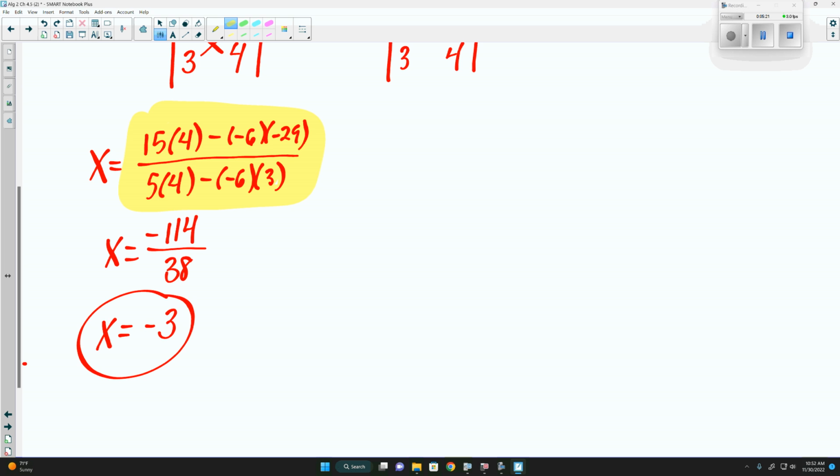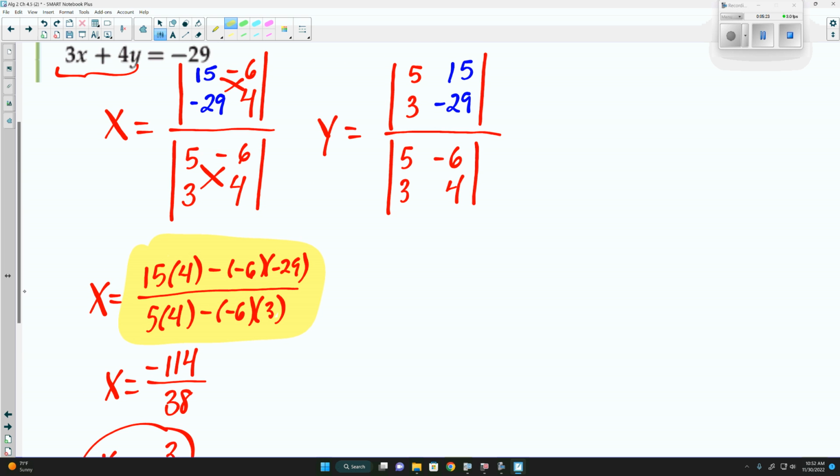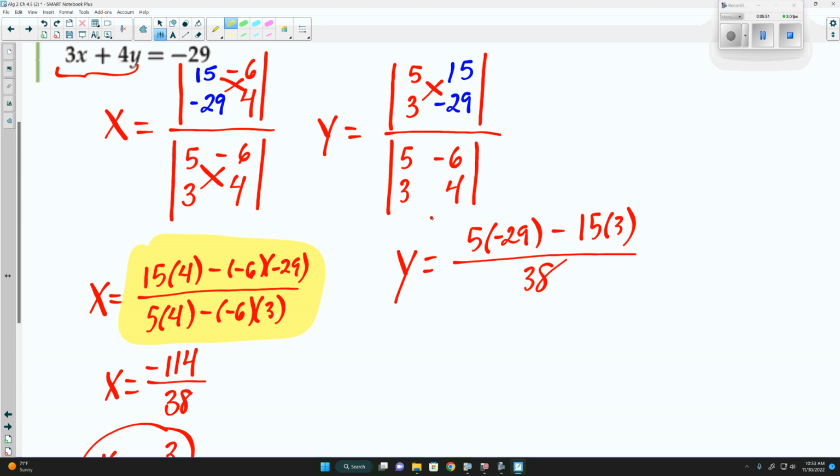We can do the exact same thing with y. So we find the determinant of the numerator. This time it's going to be 5 times -29 minus, going the other direction, 15 times 3, over the determinant of the denominator, which is 38, because those two are the same. We already found it. And we could type this in.